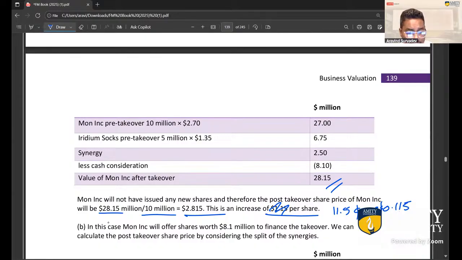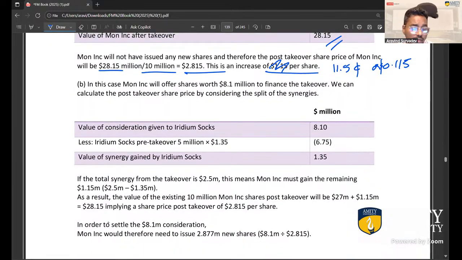That's a mistake there. Then, in this case, Mon Incorporated will offer shares worth 8.1 million to finance the takeover. We can calculate the post takeover share price by considering the split of synergies and value of synergy gained by Iridium Sox. Yes, the same calculation that we did. That was because they're giving up their $6.5 million shareholding to get a shareholding worth 8.1 million. This is the value or the gain they're getting from the takeover. So the remaining goes to Mon Incorporated shareholders.